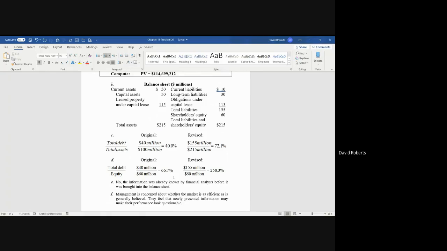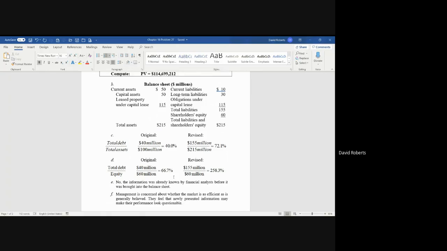So for every dollar of equity under the original, you have 66 or 67 cents. And under the revised, including the capital lease, for every dollar of equity, you actually have $2.58 of debt. And that's a very different scenario for investors. This is something that has come up because of including capital leases on the balance sheet, which at certain times in the past was not the case.